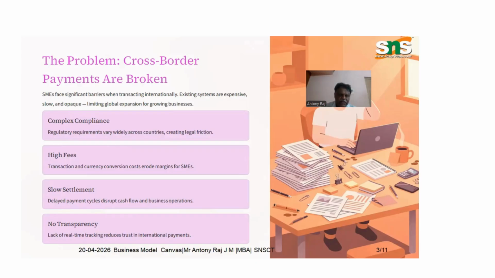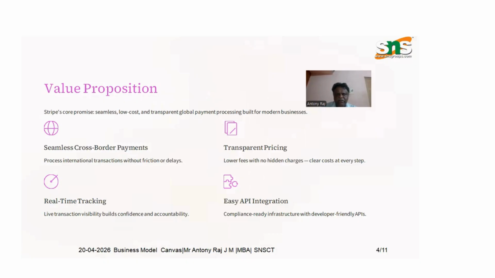The currency conversion and transaction fees all translate into margin erosion, because SMEs already operate with very wafer-thin margins, and this is eroding the margins. The settlement cycles are also very slow, which affects the cash flow cycles. And there is no transparency. They are not able to know in real time what is happening with their payments. These are the problem statements that were taken up, and that is where the solution was built by Stripe.